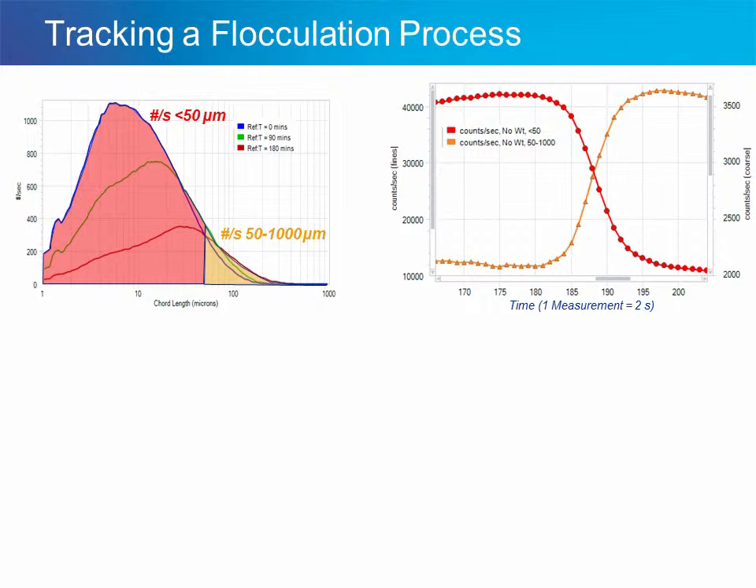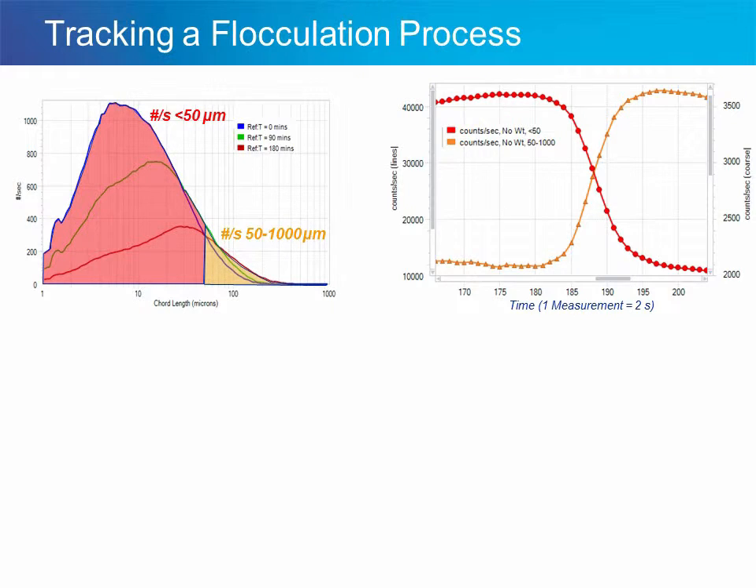So for this set of data, we can see we start off with a very large number of small counts in red, and they gradually decrease over time. And as they decrease, you can see an increase in the number of larger counts between 50 and 1,000 microns. And then eventually, towards the end of the process, we reach a steady state. So these are the 2 ways of looking at FBRM data.